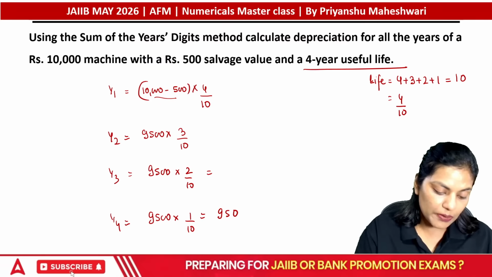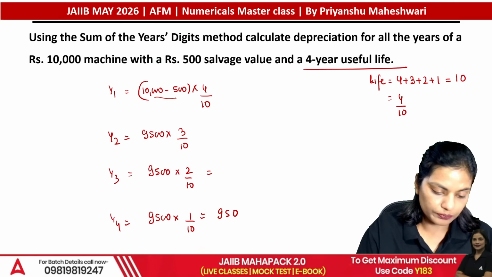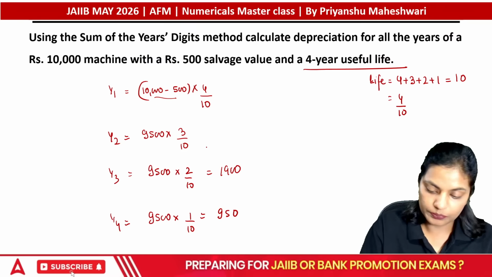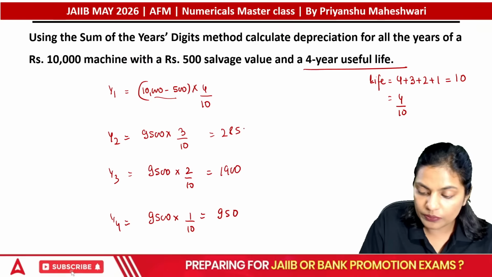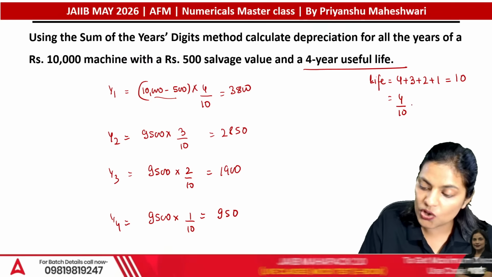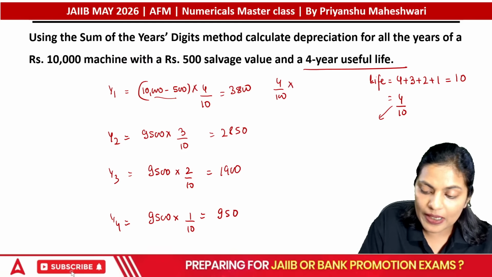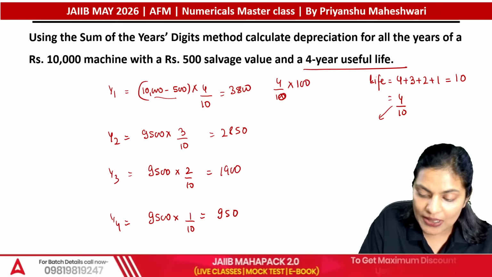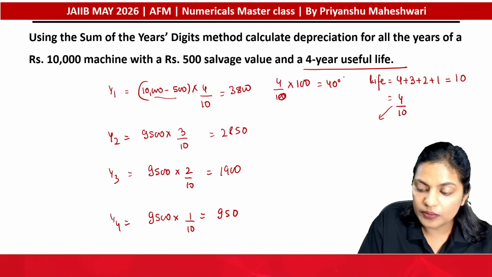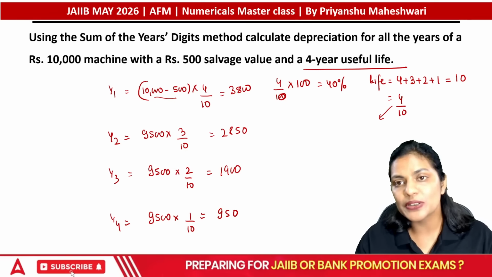You can also calculate percentage in it. $2,850 and 3,800. Like for the first year, the depreciation percentage would be 4 by 10 into 100. By any chance, if they're asking percentage, that also you can calculate. So that's 40%. Correct? So we can also calculate it in terms of percentage.